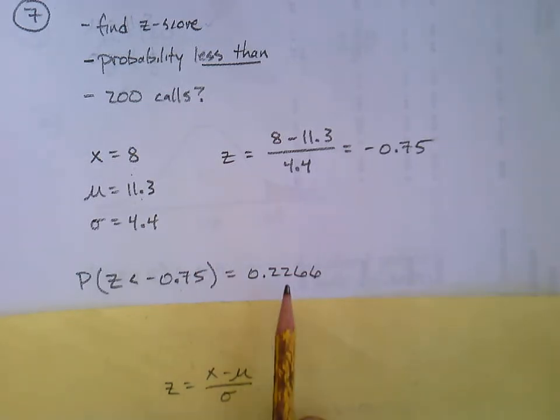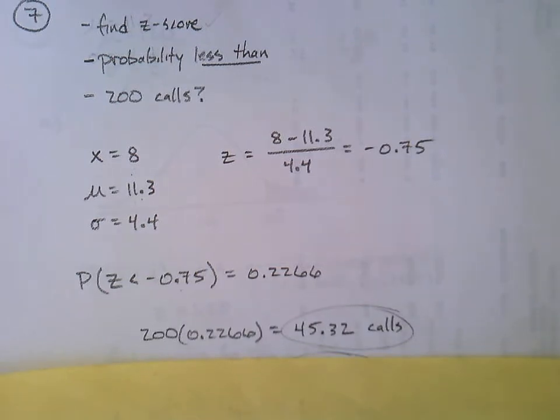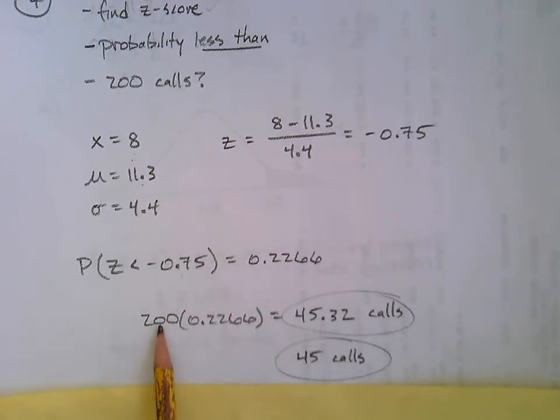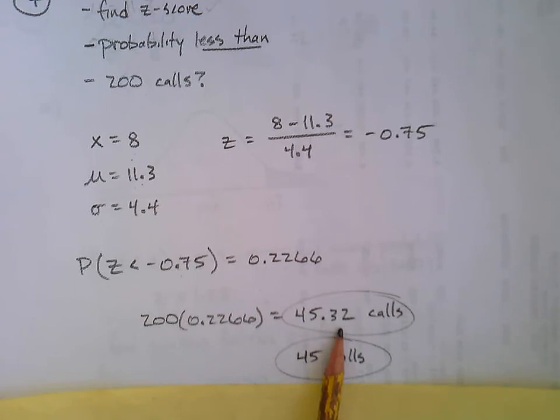Well, we know the probability of it happening, and if there's 200 calls, then it's just one more small step. We can take our probability, multiply it by the number of calls, and that is how many we would expect to have a response time less than 8 minutes, because that is our answer there of 45.32.